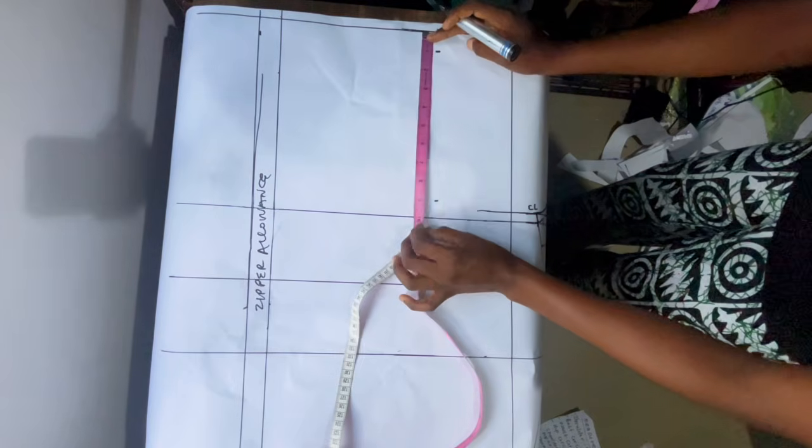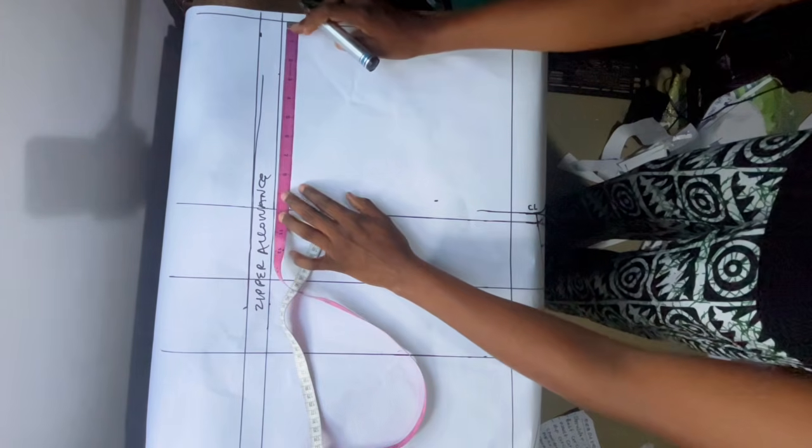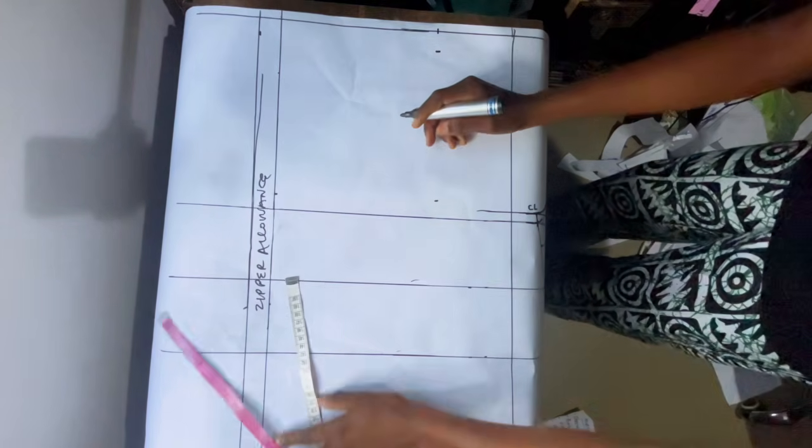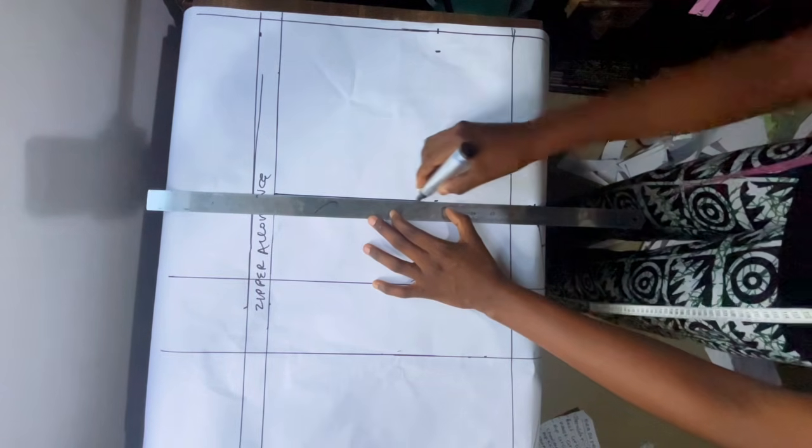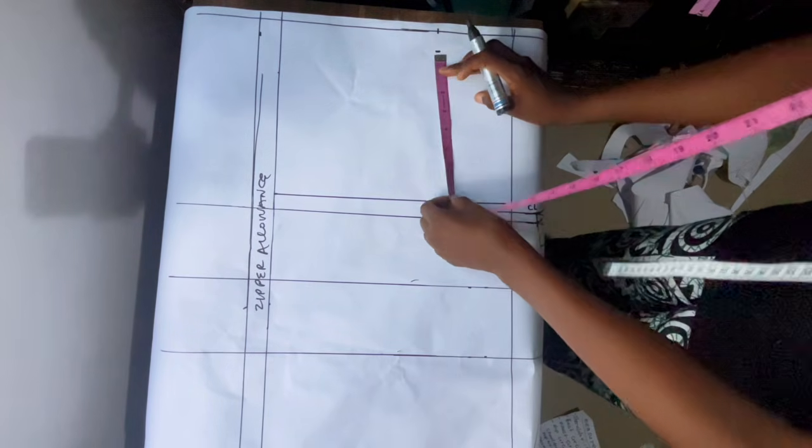So let's use the whole measurement: 9 inches. We're going to measure 9 inches. Why are we using 9 inches? Because we're starting from the shoulder. And I'm going to connect this point with a straight line. You see that it's slightly different on this point. You see that the armhole is lower for the front. But when we do the bust dart, it's going to align perfectly.